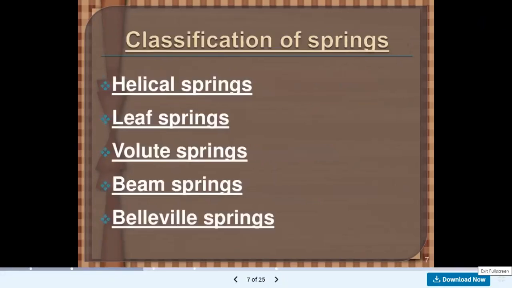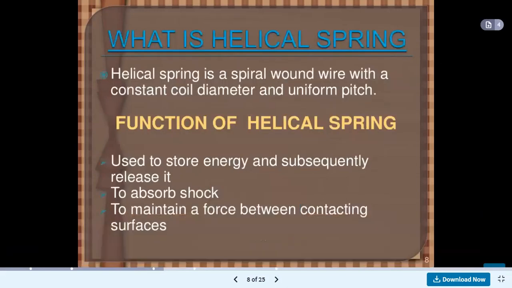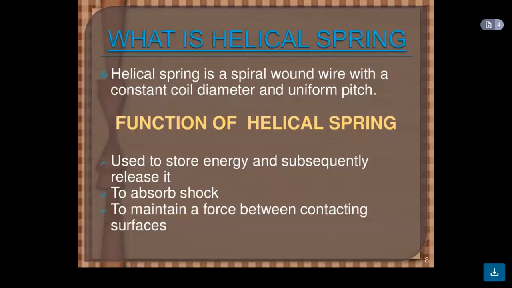If we see the classification of springs, springs are classified into different types like helical springs, leaf springs, hollow springs, beam springs, and Belleville springs. Our main focus is on helical springs. A helical spring is a spiral wound wire with a constant coil diameter and uniform pitch.